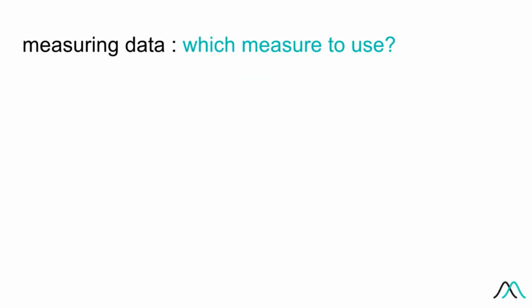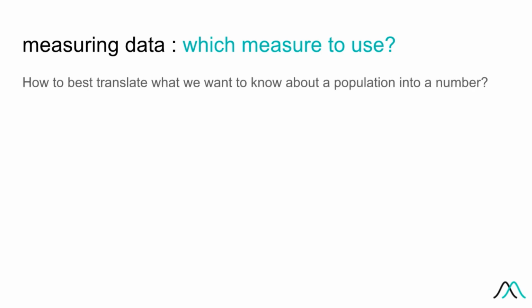But before we go ahead and start crunching numbers, it's important to consider for a second which measure of data we ought to use. That is, how can we best translate what it is we want to know about a population into a number? We've said we want to know the average height of a Sasquatch, but by average, what do we mean? We should be aware that there are multiple measures of average. We've implied that we're using the most familiar of these, average meaning the arithmetic mean, where you add up all the values and divide by their count.